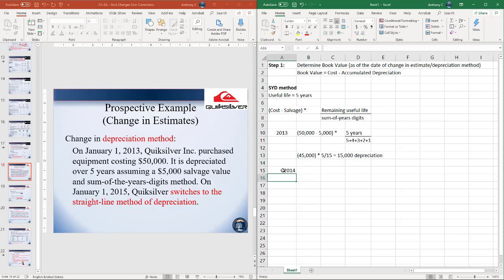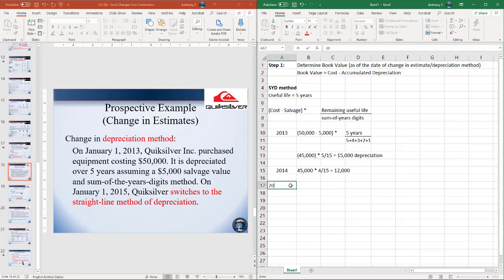In 2014, we could follow a similar process. Again, cost minus salvage will stay the same, so we're taking 45,000, and now we're multiplying by the remaining useful life. Since 1 year has passed, we have 4 years remaining life left. The sum of years digits stays the same. If we multiply that through, we would get out to $12,000.